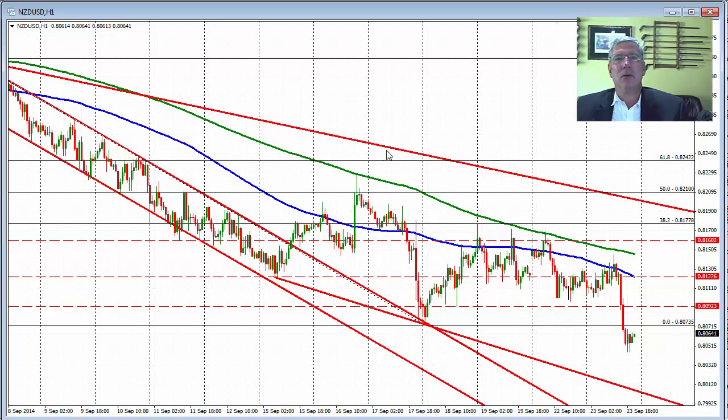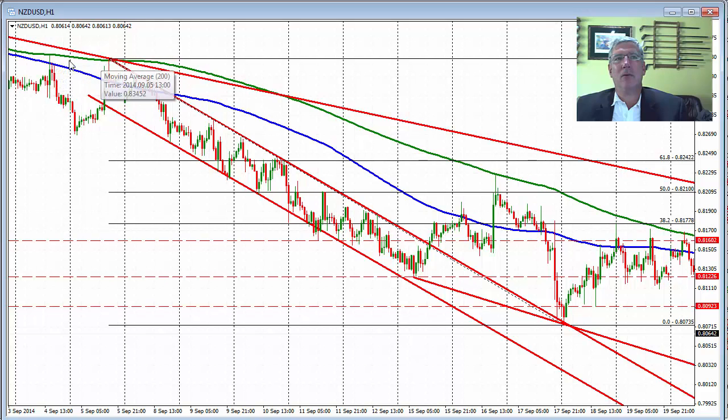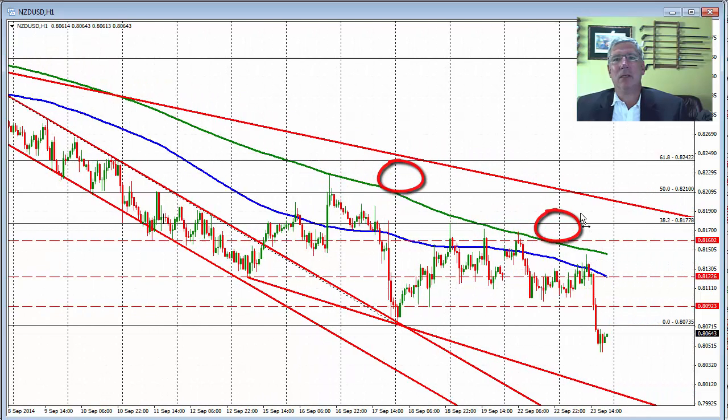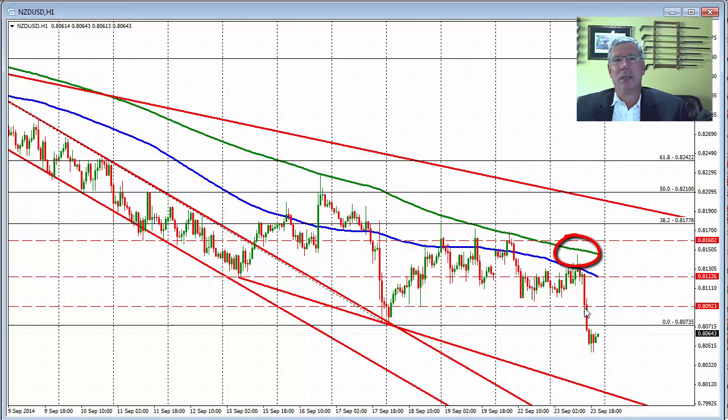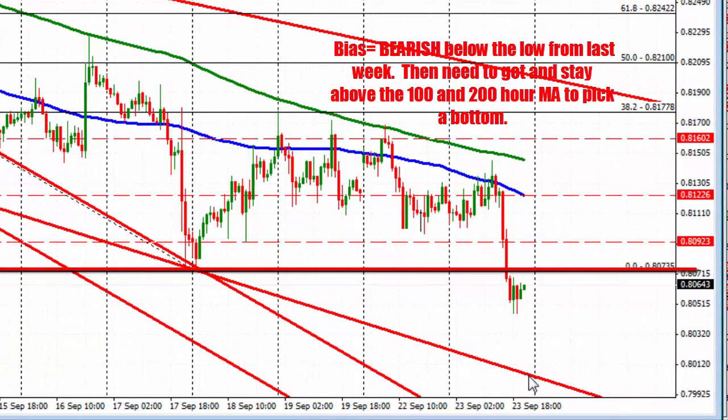The New Zealand versus US dollar: this currency pair held once again the 200-hour moving average. We held it here, here, here, and here, and today we found sellers against the 200-hour moving average once again. We are below the low levels from last week at the 80.73 level, and really nothing in the way of support until we get down to this lower trend line at around the 80.06 level. Let's call it the 80 level. We're currently trading at 64. So the bias remains to the downside.